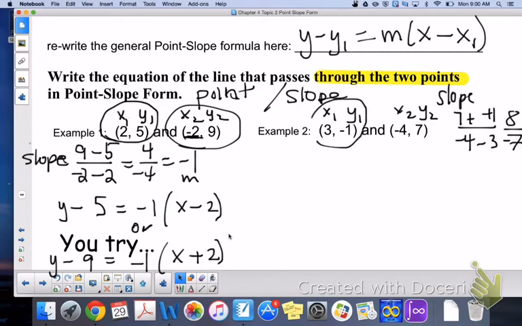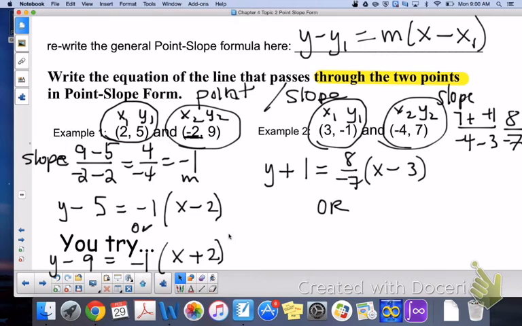So if I go with my first point, y minus a negative 1 means y plus 1 equals a slope, which is 8 over negative 7, times x minus x1, which is 3. Or we could have chosen the second point, and if we do that, y minus 7 equals negative 8/7, our slope, times x minus a negative 4, which means x plus 4. Either answer is fine. Okay? Go ahead and pause and do the U-tries.